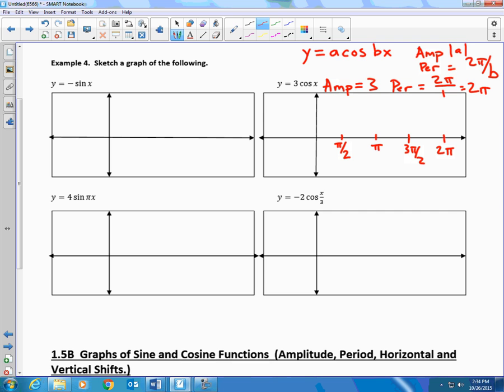Now, after that, I need the amplitude. What's the highest that this graph goes? It goes all the way up to 3. What's the lowest this graph goes? -3.